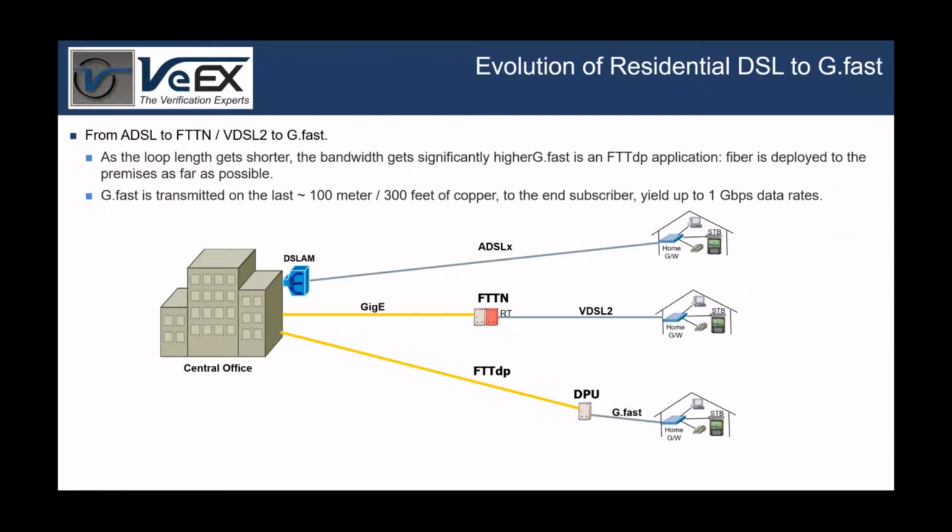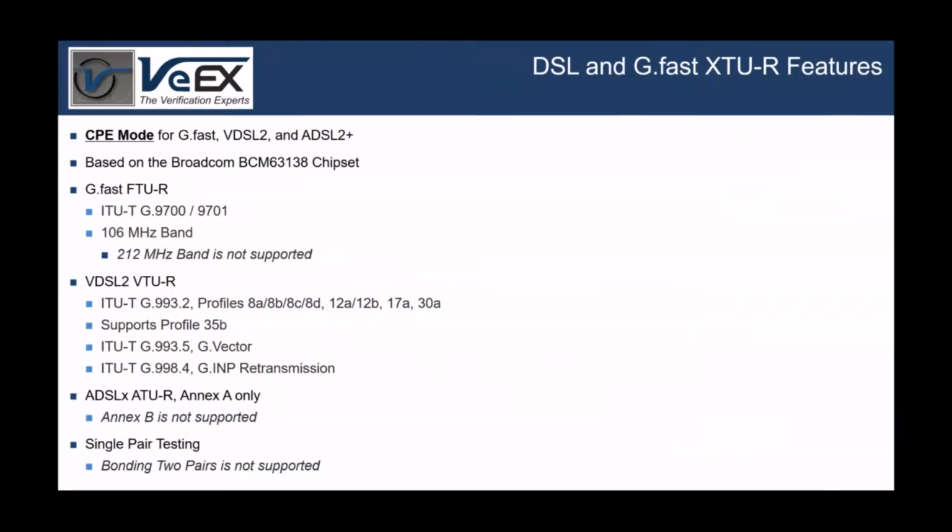G.fast is transmitted on the last 100 meters of copper. In essence, it is a fiber to the distribution point technology. And because the copper loop is so short, you're able to utilize much higher frequency, and thereby G.fast can yield up to 1 gigabit of transmission data rate.